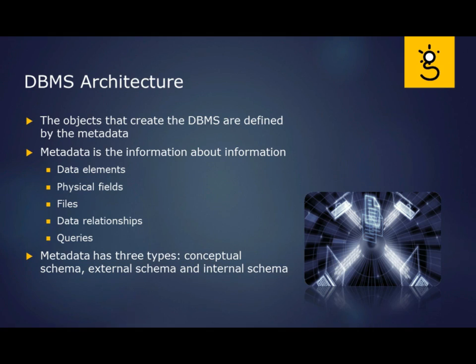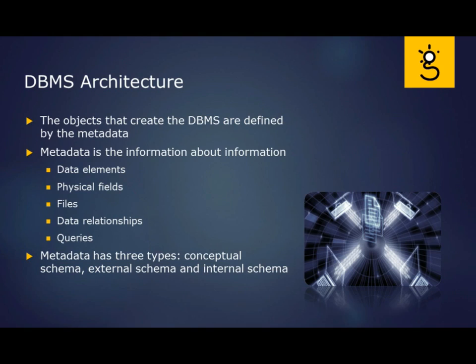Now, when we take a look at the architecture of the DBMS, we see all these objects, and you heard me talk about some of them, like tables, the fields, the rows, the records, views, all these things. These objects are things that we create in the database management system, but what makes one object different from another? That's its definition. And the definition is what's stored in what's called metadata. I like to tell people that metadata is the information about the information.